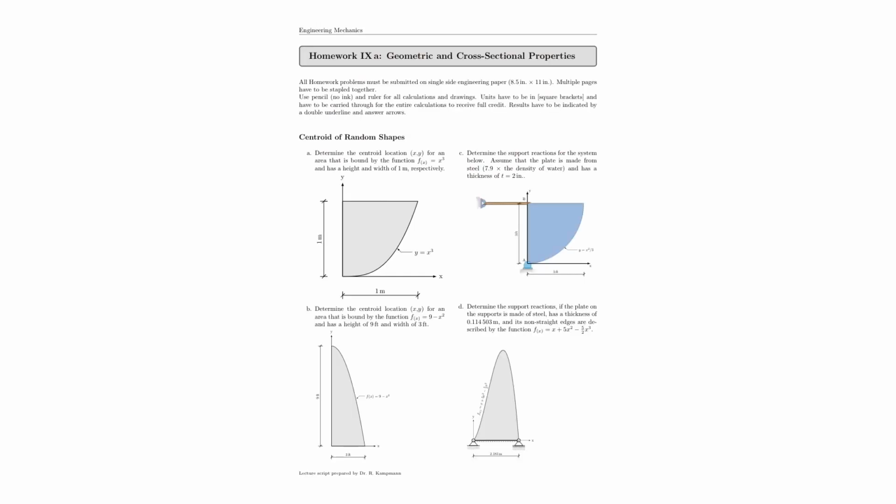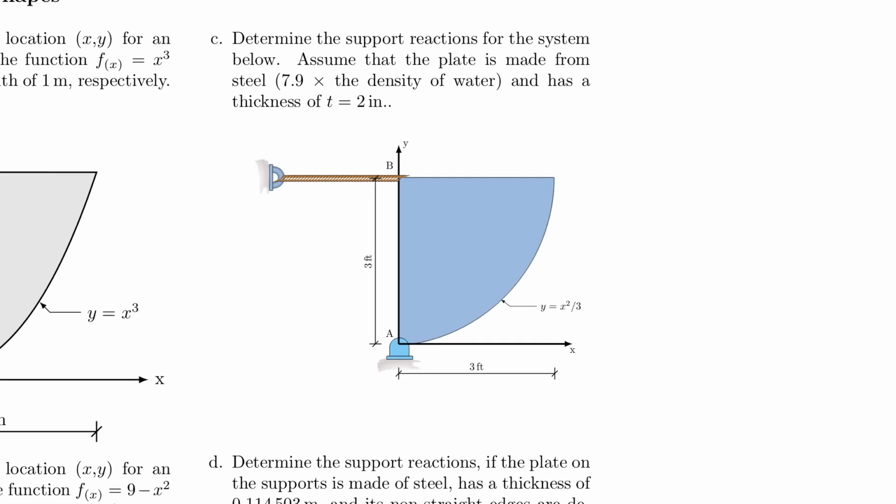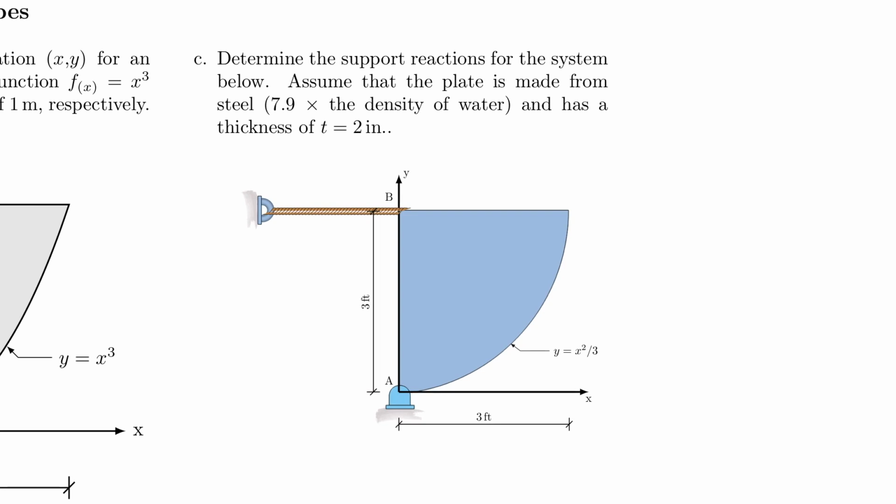So instead of talking about each of these problems, this is a warm-up problem, this is a warm-up problem, it comes down to these two problems here. Let me use the one here on the top, problem C, as an introduction of where we're going with all this. What you see here is a plate that has an edge length of 3 feet, and 3 feet on the bottom. And then we have a random edge here, and that random edge is defined by a function, x squared over 3.